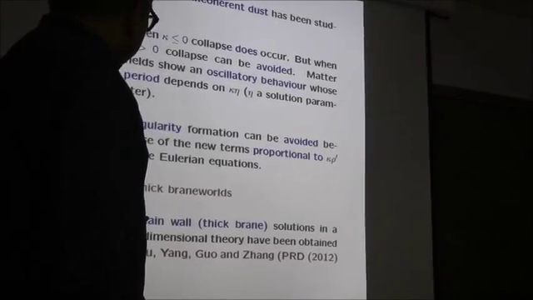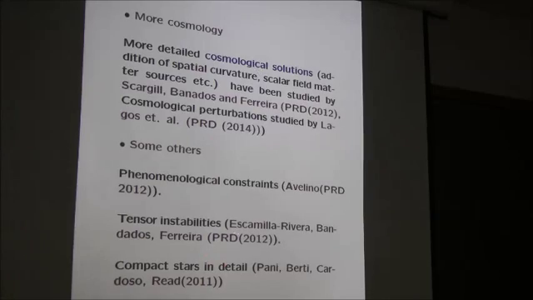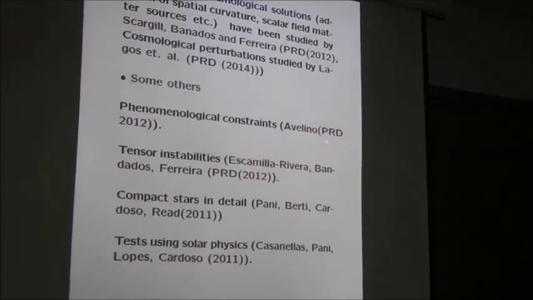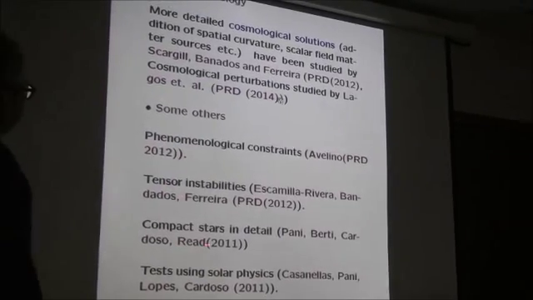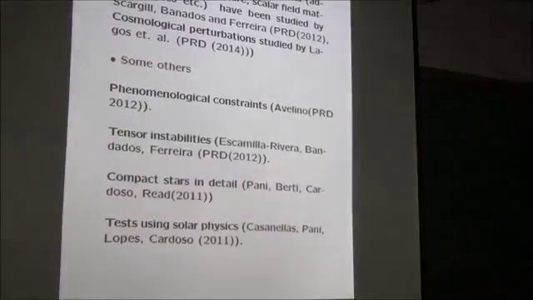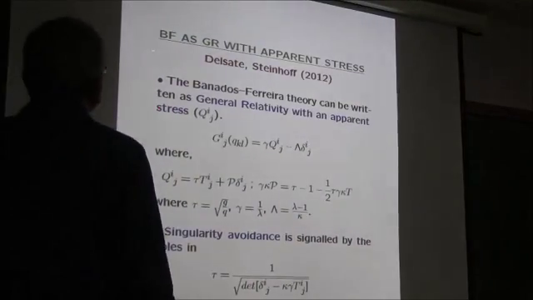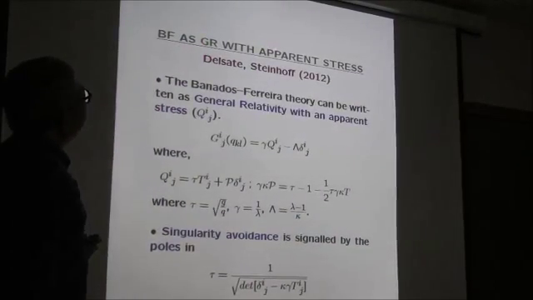Then there are brane world models in 5 dimensions, cosmology, a lot of work has been done, phenomenological constraints, tensor instabilities, compact stars, solar system physics. So a large number of papers over the last 4 or 5 years on this theory which you can look up. But what is more interesting is that Eddington-inspired Born-Infeld gravity can be written as GR with apparent stress.